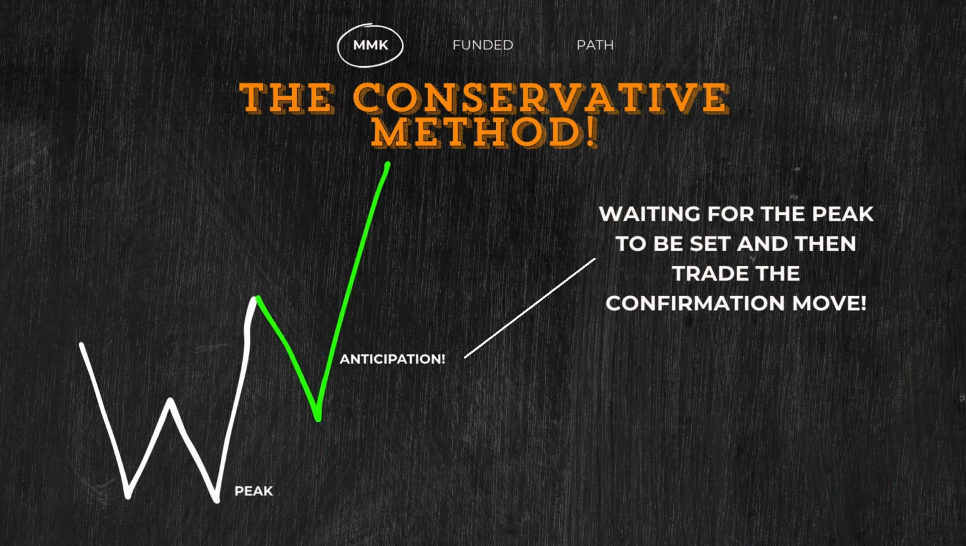The second method we're going to talk about is the conservative method. This is when you wait for the peak to be set and then trade the confirmation move. Now, as you can see in this example that I have, we have a confirmed peak formation, and our next anticipation is a pullback leading us into level 2 after the peak formation has been confirmed.